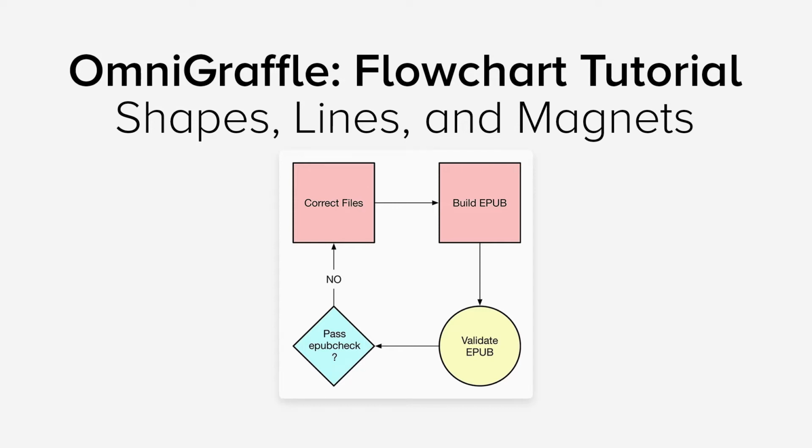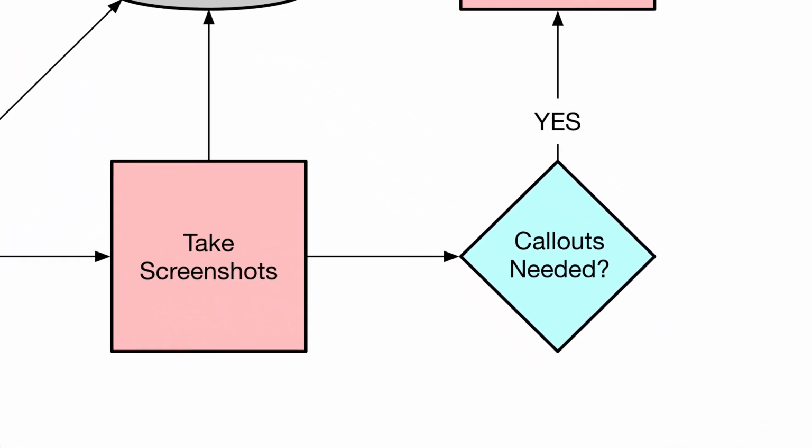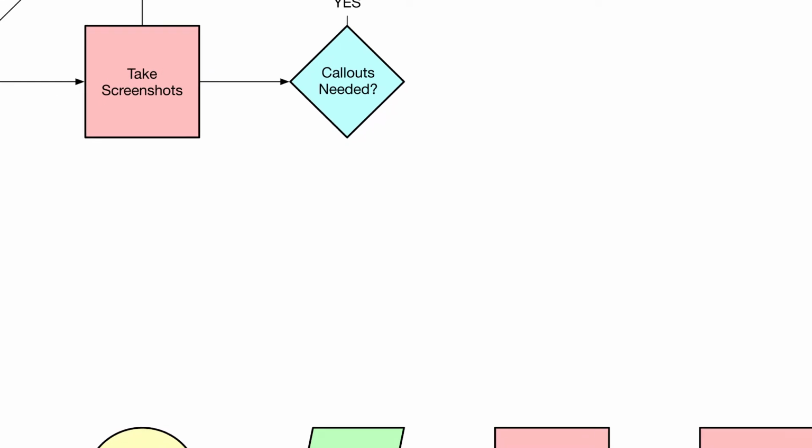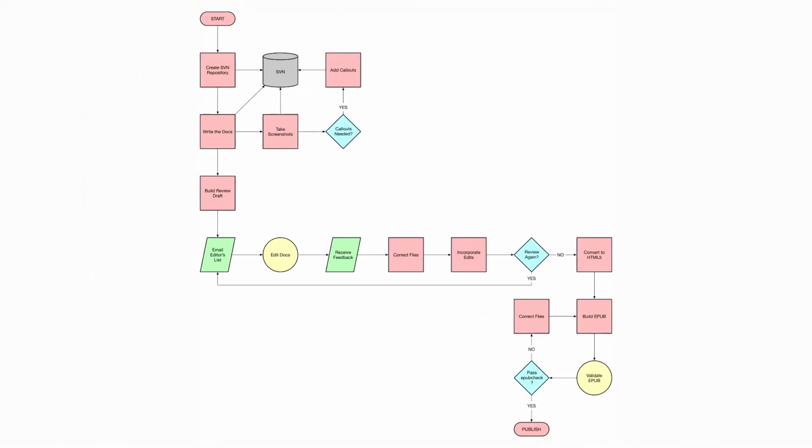OmniGraffle is packed with tools for creating diagrams and flowcharts. And when you're creating a flowchart, you don't just need shapes to denote the process, you need to connect the objects with lines and direct those lines to the right locations. Let's build a flowchart to illustrate the workflow for building an ebook.